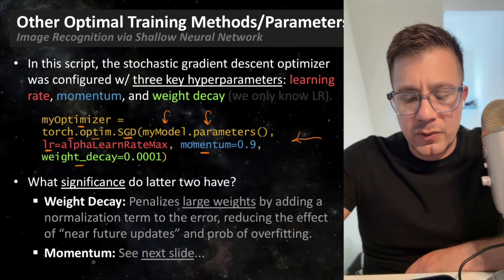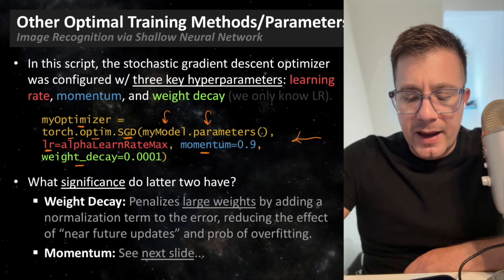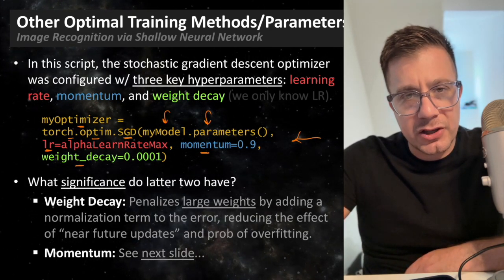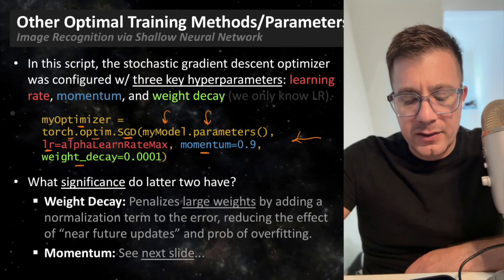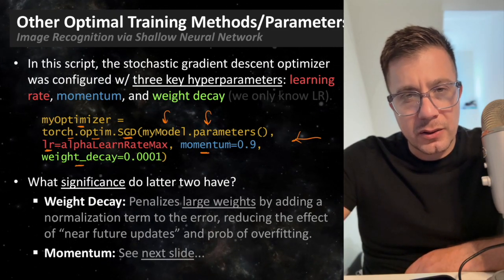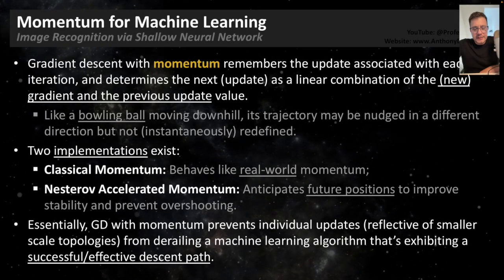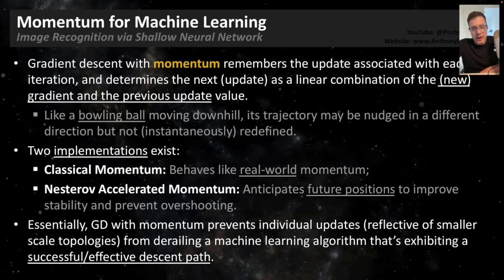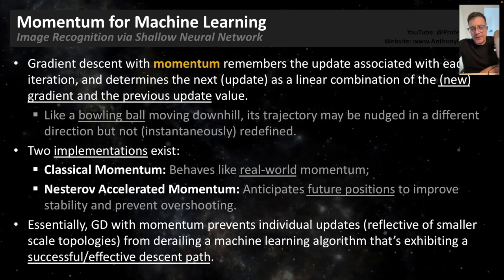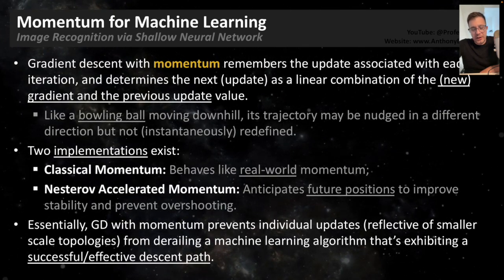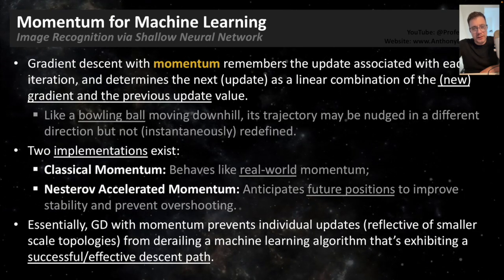So what significance do the latter two have? Weight decay penalizes parameters with large values, or large weights, by adding a regularization term to the error, reducing the effect of near future updates on those large parameters and the probability of overfitting. Gradient descent with momentum, the third relevant hyperparameter from the previous slide, remembers the update associated with each iteration and determines the next update as a linear combination of the new gradient information and the previous update value.